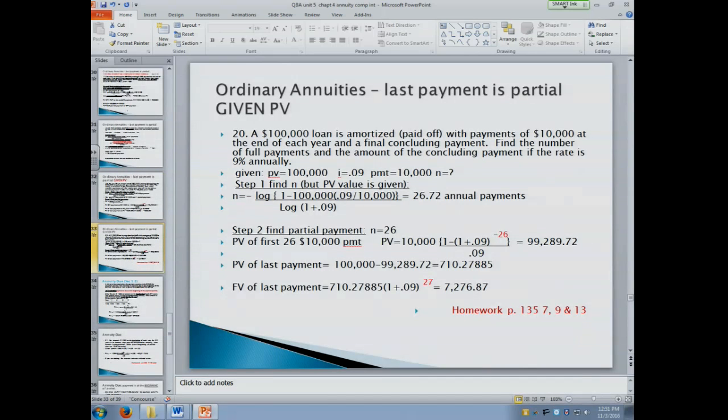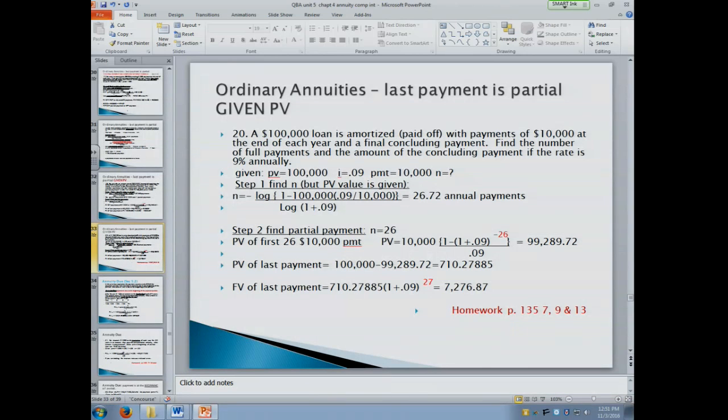A $100,000 loan is amortized, paid off with payments of $10,000 at the end of each year and a final concluding payment. Find the number of full payments and the amount of the concluding payment if the rate is 9% annually. So we are given $100,000 is the present value, 9%, payment is $10,000. What is N?